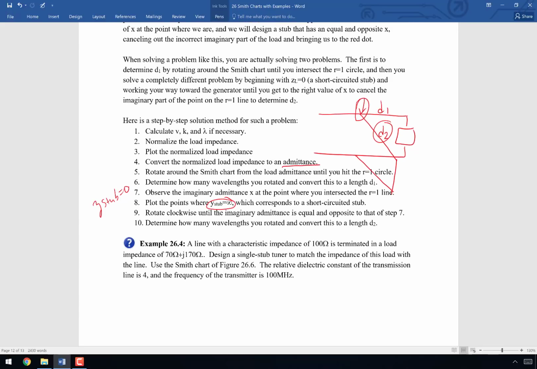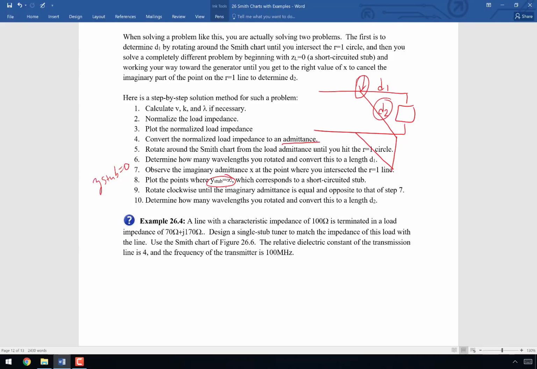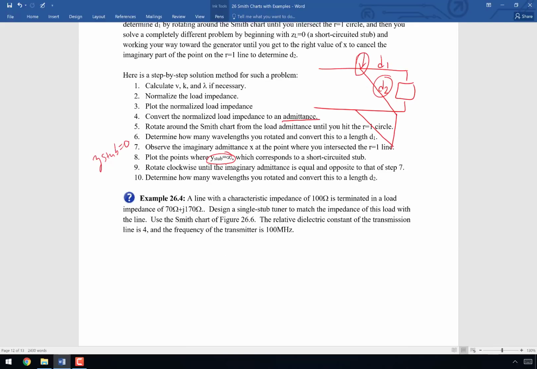A line with a characteristic impedance of 100 ohms is terminated in a load impedance of 70 plus J170. Design a single stub tuner to match the impedance of this load to the line. The relative dielectric constant is 4, and the frequency of the transmitter is 100 megahertz. So we're going to follow this step by step. So here's step 1. Step 1, calculate V, K, and lambda if necessary. Well, we actually don't need K, but we do need V and lambda.